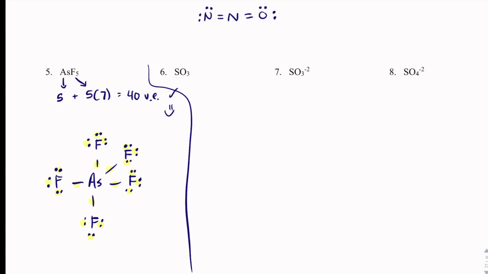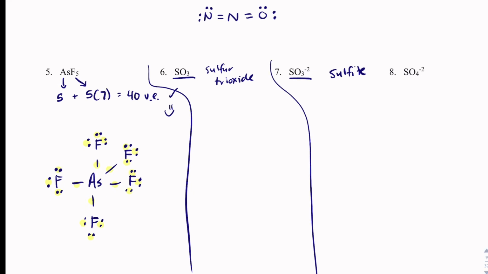Okay, so sometimes it works out. Let's look at SO3 versus SO3 2-. This is sulfur trioxide. And then this is sulfite. One of the differences I know is that sulfite has a charge, so it will go in brackets at the end, but we're not there just yet.